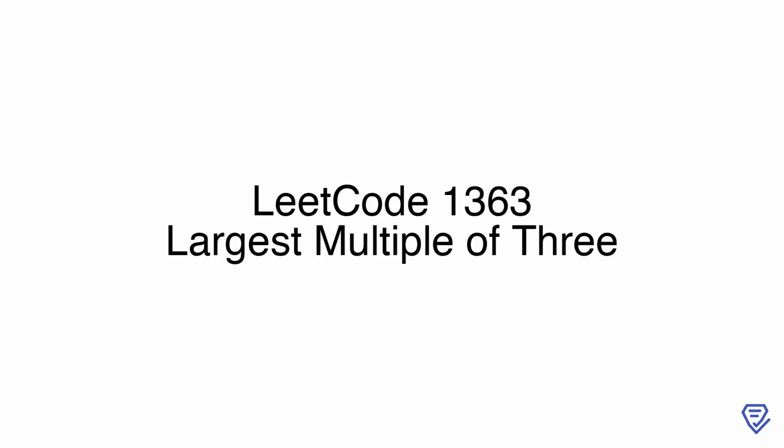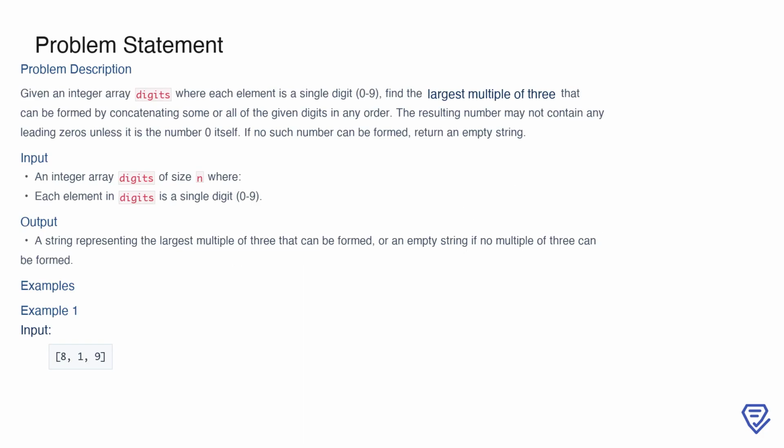Let's get started. The problem we're solving here is to find the largest multiple of 3 that can be formed by using some or all of the digits in a given array. Each digit in the array is a single number between 0 and 9. The digits can be rearranged in any order to form the result, but there are a few rules to keep in mind. First, the resulting number cannot have leading zeros unless the number itself is 0. If no valid multiple of 3 can be formed, we simply return an empty string.